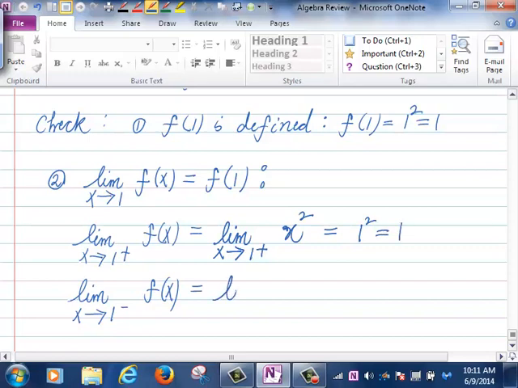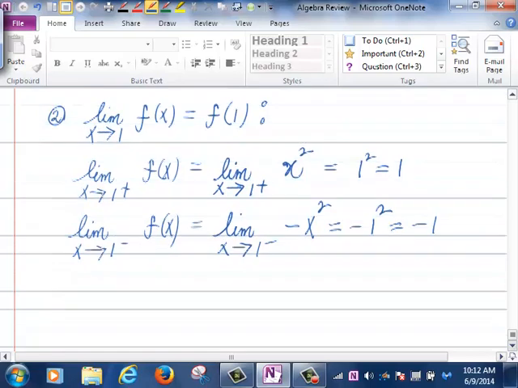How about the limit here? Well, now x goes to 1 from the left. It means that x is less than 1. When x is less than 1, the formula for f is negative x squared. So I get negative 1 squared, which is negative 1. Whoops, they are not the same, right?